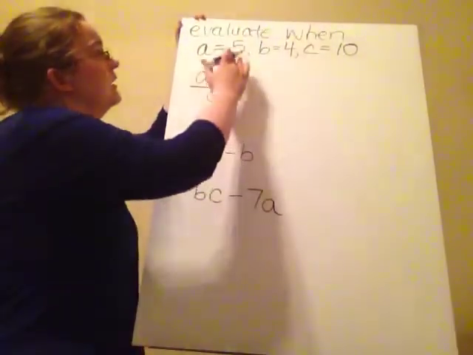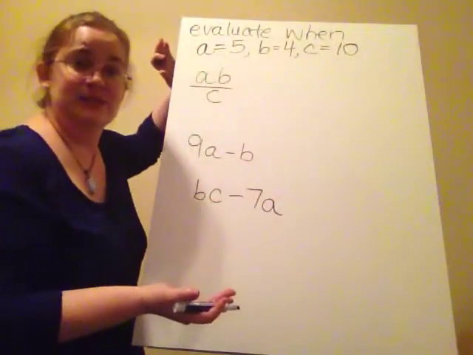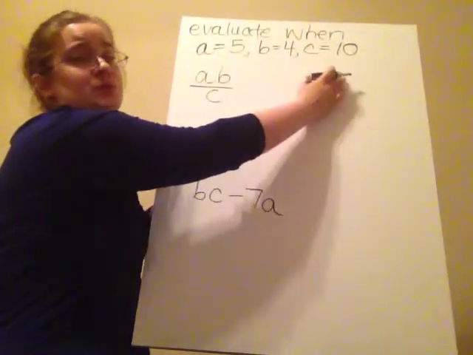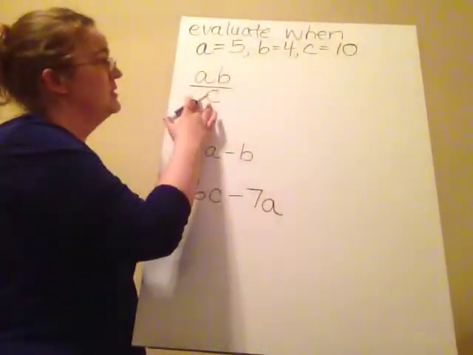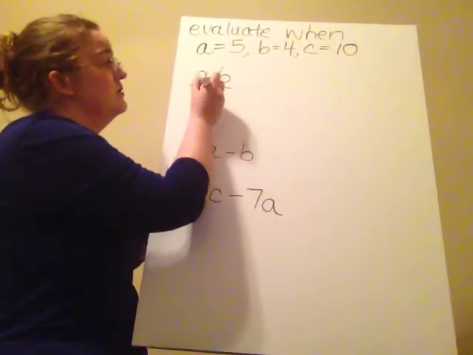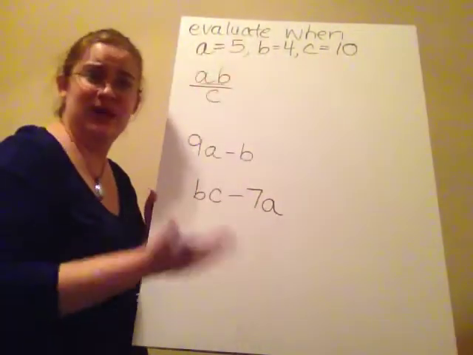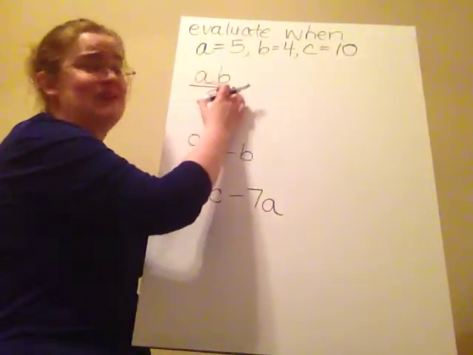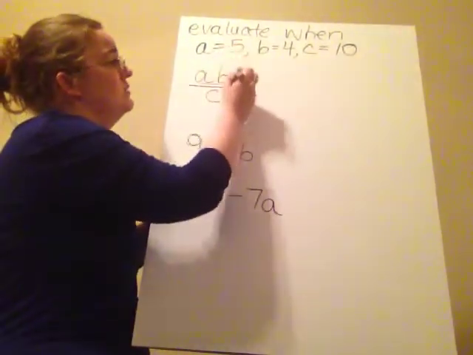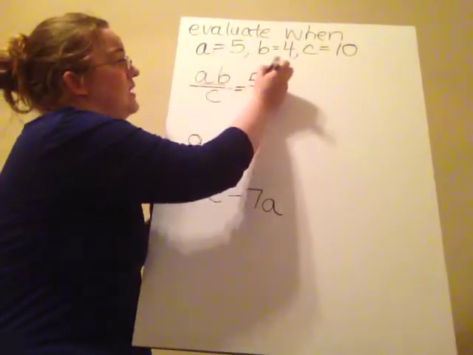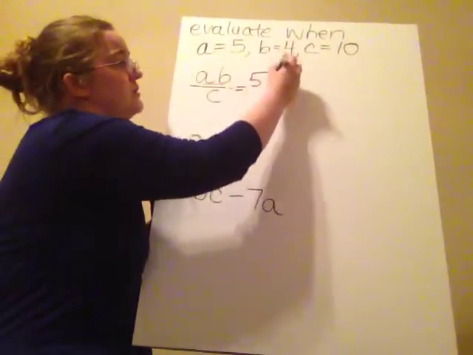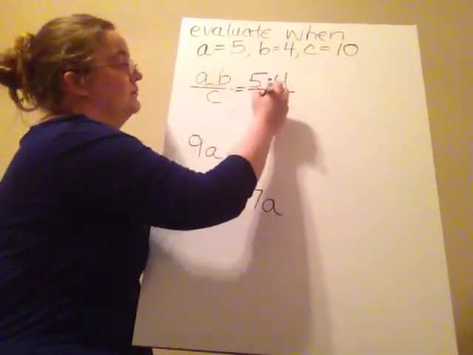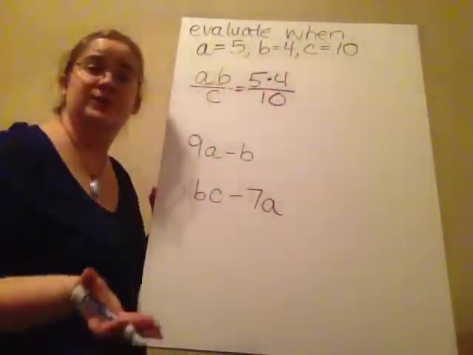Okay. Alright, so this time I've got an a, b, and a c, and it tells me to evaluate when a equals 5, b equals 4, and c equals 10. So let's take a look at this problem. Okay, remember that when things are right next to each other in math like that, that means to multiply. So AB means A times B. So if they told me that A was 5, it's 5 times B, which is 4, divided by C, which is 10. And now we just follow the order of operations.